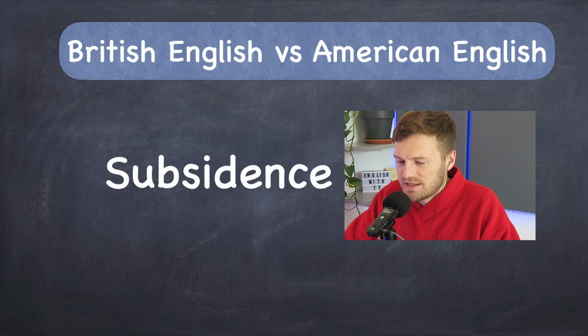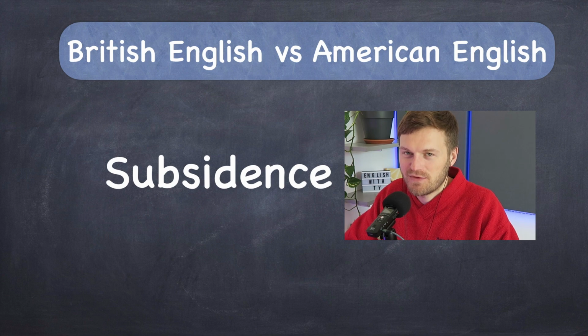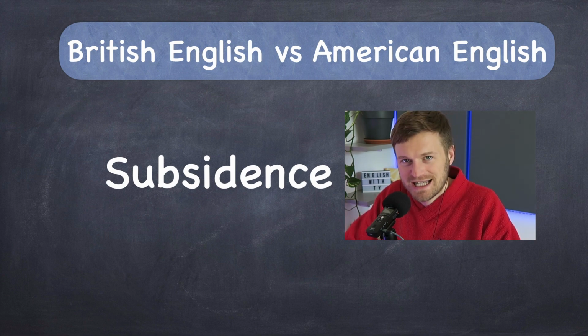The next word is spelled S-U-B-S-I-D-E-N-C-E. And in British English, this would be pronounced subsidence. Now again, not everyone would pronounce it that way, but many people do. My point is that the I is once again like an E, like the earlier words I discussed. And in American English, it would be more like subsidence, with an I sound this time for the American version.